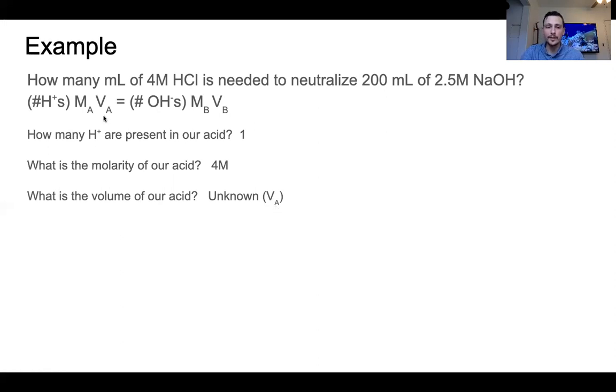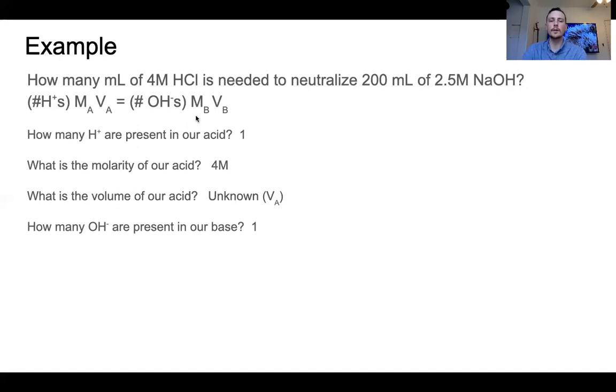So that's it for the left-hand side. Now we can move over to the information about our base on the right-hand side. So we have the number of hydroxides. If we look over here at our base, sodium hydroxide, in this formula, we only have one hydroxide, right? So the number of hydroxide ions per molecule of the base is just 1.